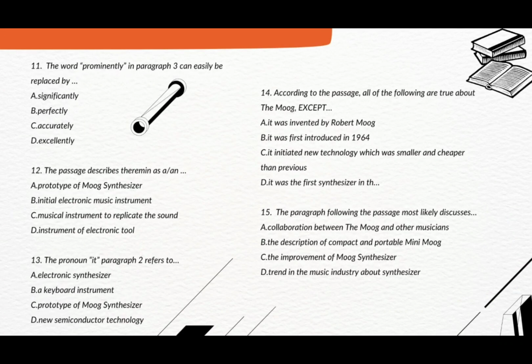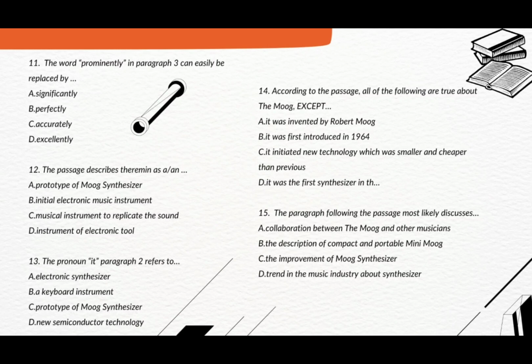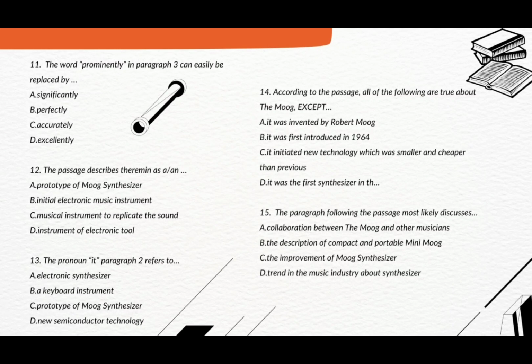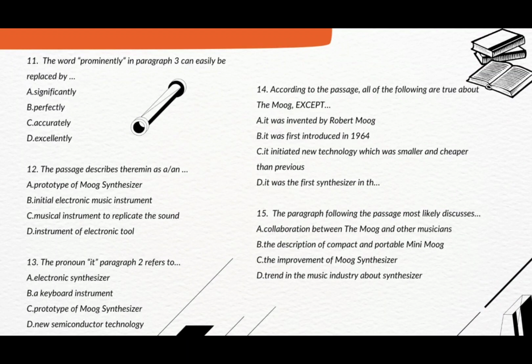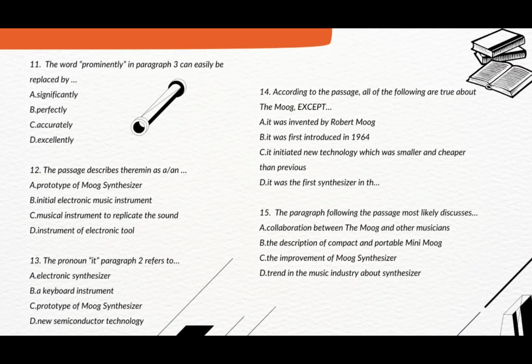11. The word prominently in paragraph 3 can easily be replaced by A. Significantly. B. Perfectly. C. Accurately. D. Excellently. 12. The passage describes theremin as A. Prototype of Moog synthesizer. B. Initial electronic music instrument. C. Musical instrument to replicate the sound. D. Instrument of electronic tool.